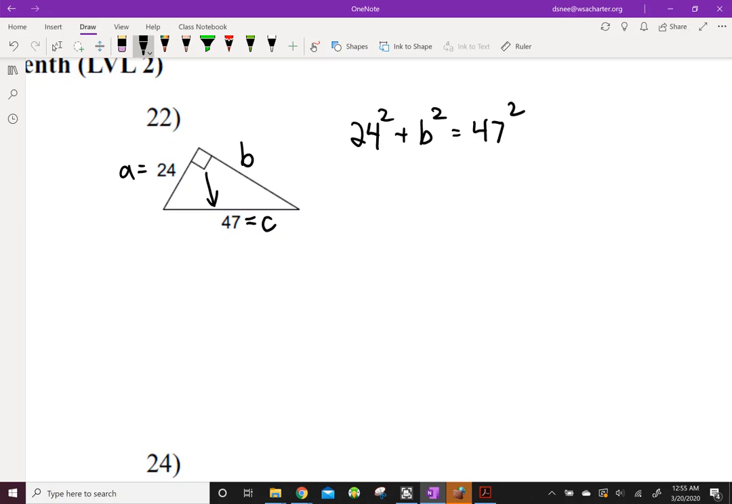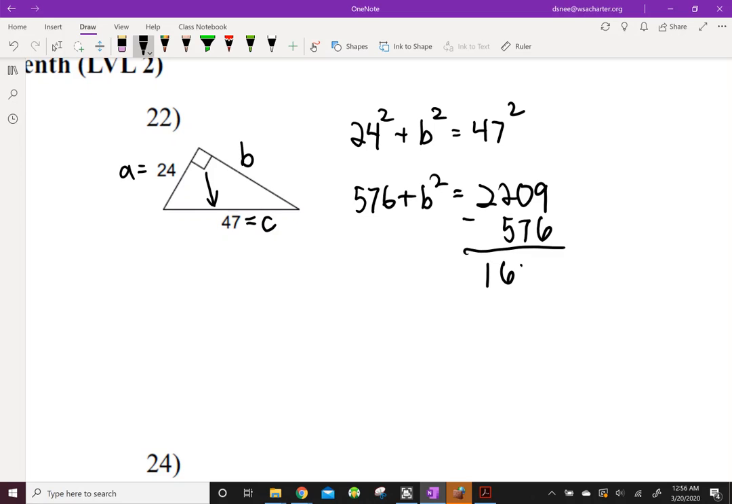You want your calculator. 24 up 2 equals 576 plus b squared equals 47 to the second power is 2,209. And then I'm just going to push minus 576 equals 1,633. And I did it on the right side, so I better do it on the left side.